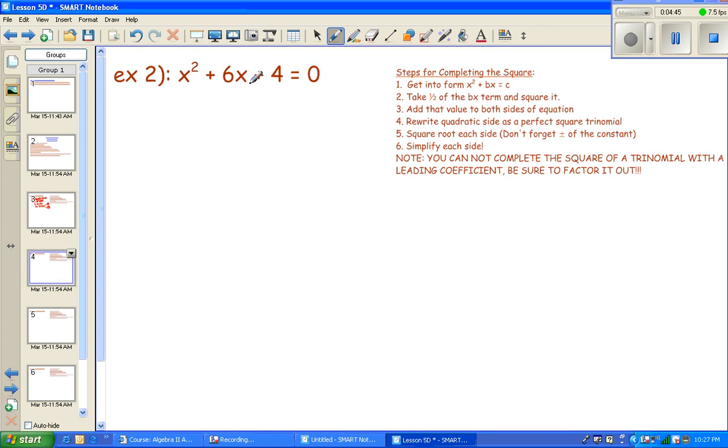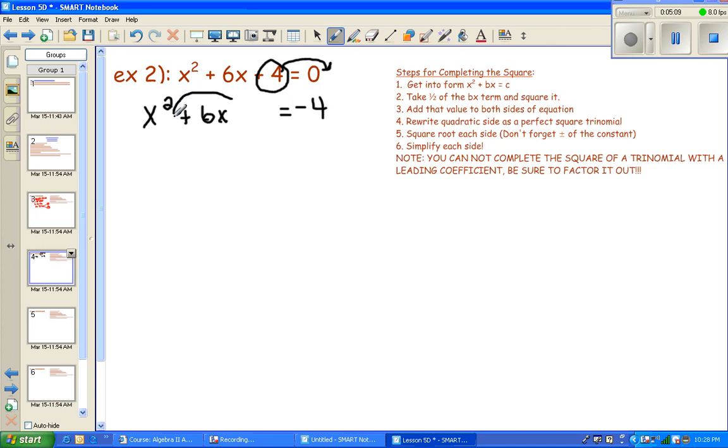Alright, so if we look at a separate example, this one does not have the constant on the other side, so we're going to want to move that constant. We're going to want to get that over on this side before we can complete the square. So we have x squared plus 6x equals, and then we have a negative 4 because we moved it.